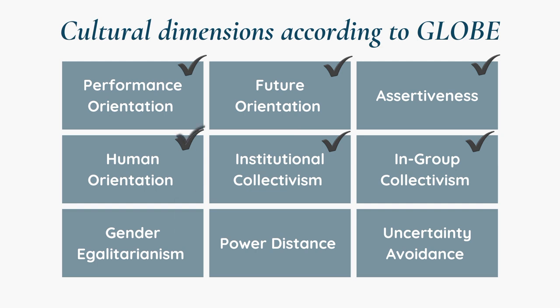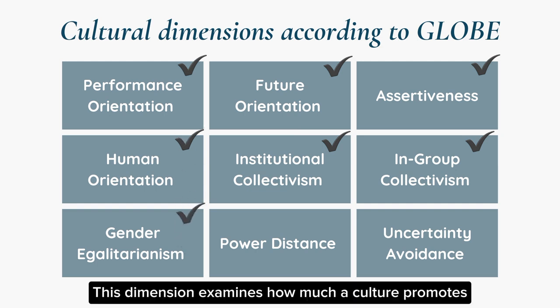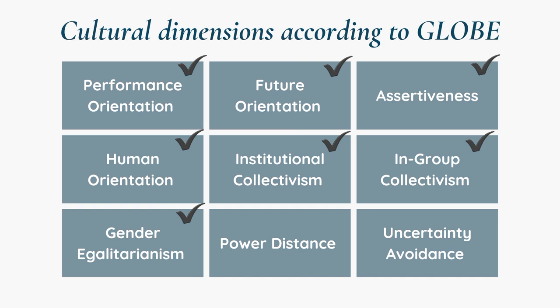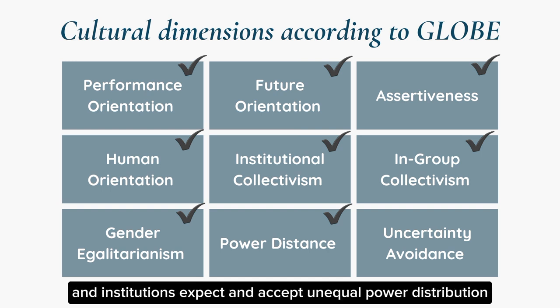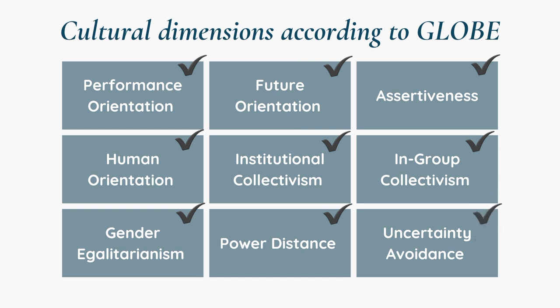The seventh, gender egalitarianism. This dimension examines how much a culture promotes gender equality and reduces gender roles and inequalities. The eighth, power distance. This measures how much less powerful members of organizations and institutions expect and accept unequal power distribution. The last one, uncertainty avoidance.